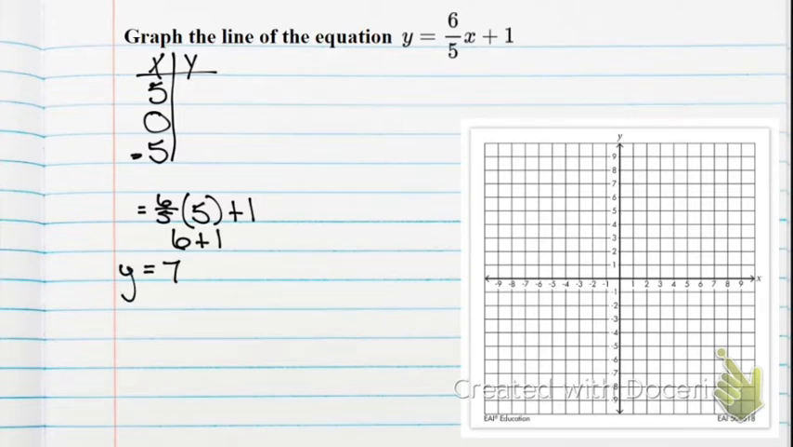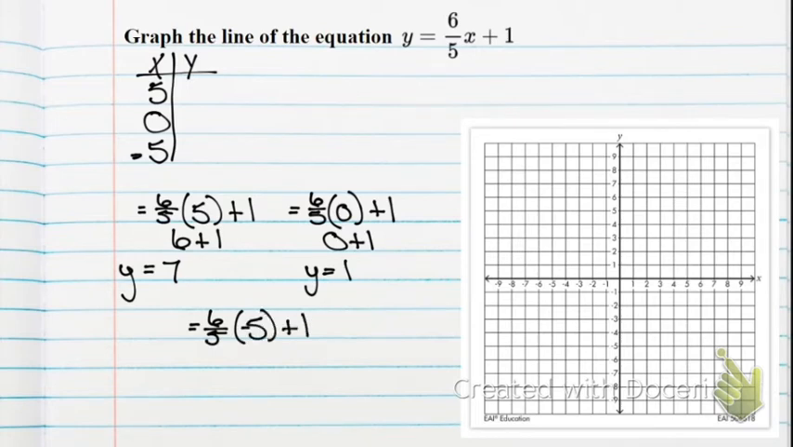Okay, so the next one, same thing. We're going to take 6/5 times 0 plus 1. So 6/5 times 0 is 0 plus 1. That's going to give us our next value for y as being just 1. And then the last one, this time we're going to do 6/5 times negative 5, plus 1. So 6/5 times negative 5 is going to give me a negative 6 plus 1. And that's going to give me a value of negative 5 for that y.